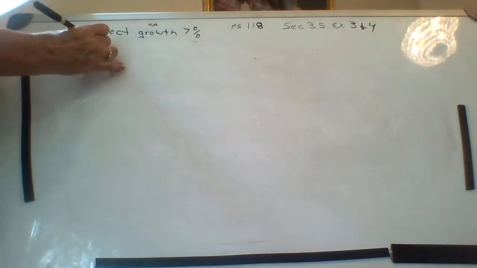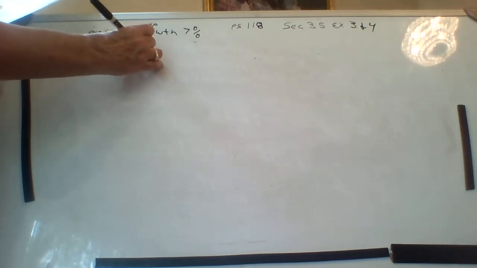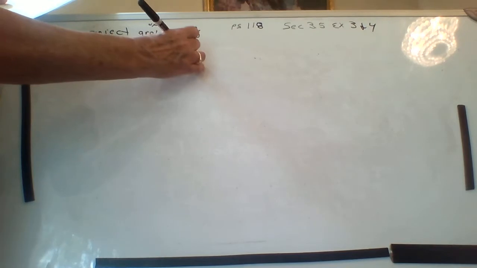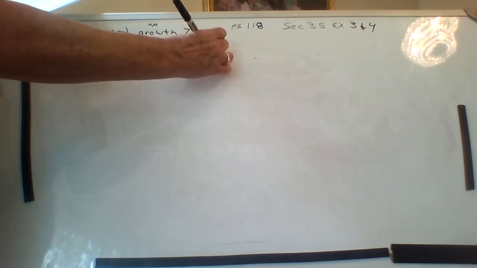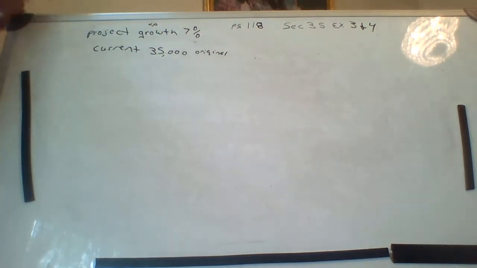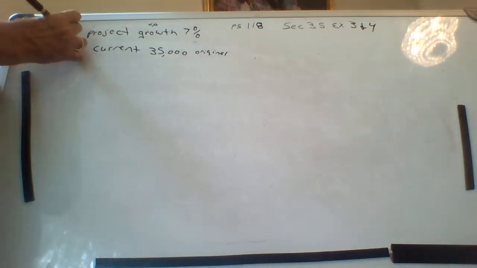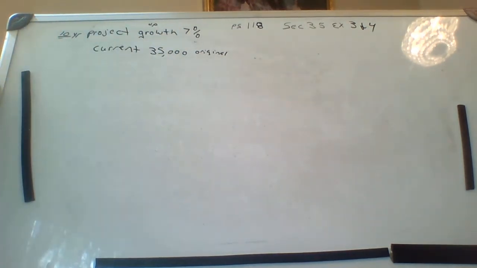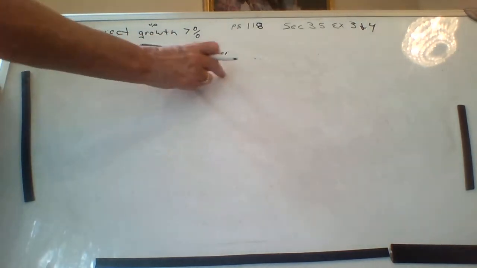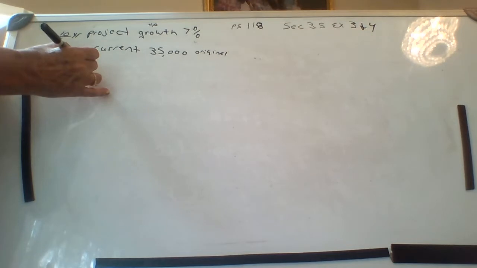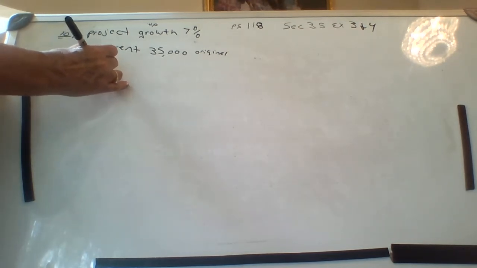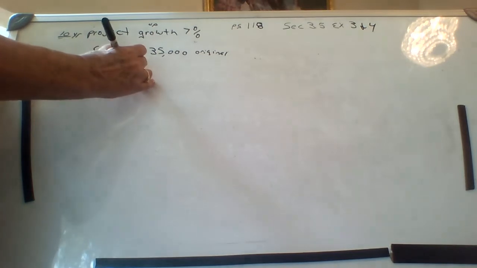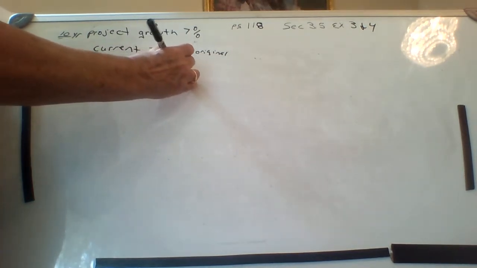The current population, so they're telling you what the current population is, which is 35,000. So that's the original, right? And they're wanting to know in 10 years, how many people are in 10 years? Because they're saying this is a 10-year projection. In 10 years we project that the growth is going to increase by 7%. And the current population is this. So in 10 years is the question. Basically, what's the population, right?